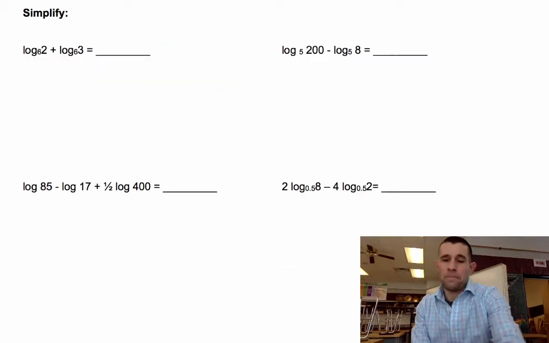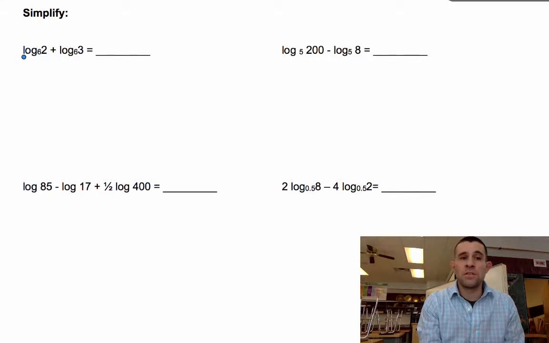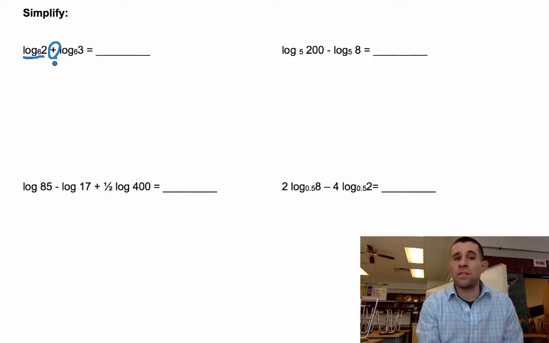All right, let's apply all these properties now and take a look at how we can use these properties to manipulate some functions. So this first one says log base 6 of 2 plus log base 6 of 3. Now I recognize that this is an addition problem or a sum, and therefore that sum showed up in that product rule.